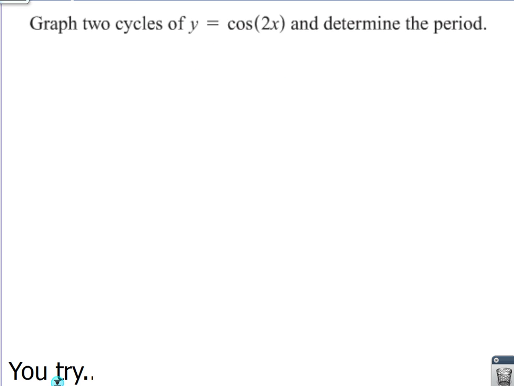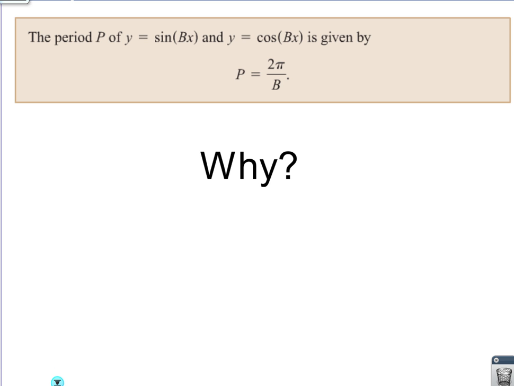Cosine 2x, what would be the period of that function? Same thing, right? Normally the period is 2 pi multiplied by 2. That's going to be a compression of 1/2. So that would be a period of pi. Might want to write this down.